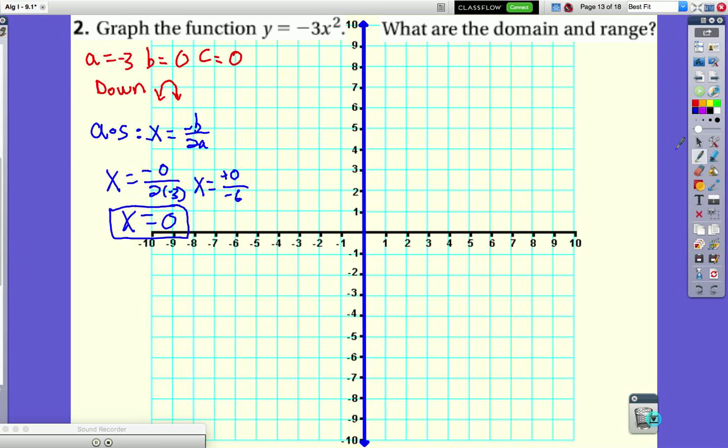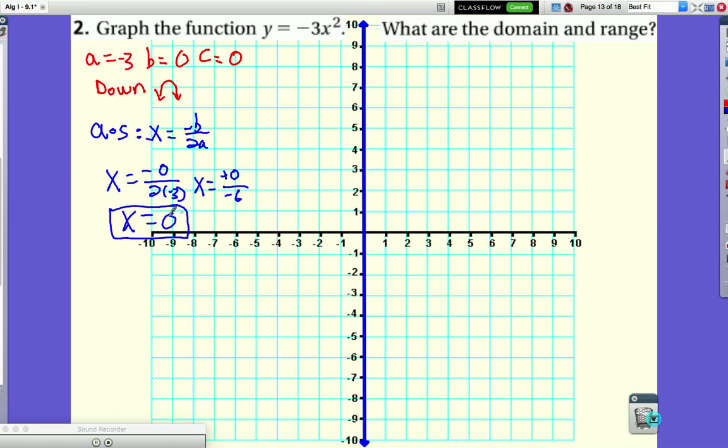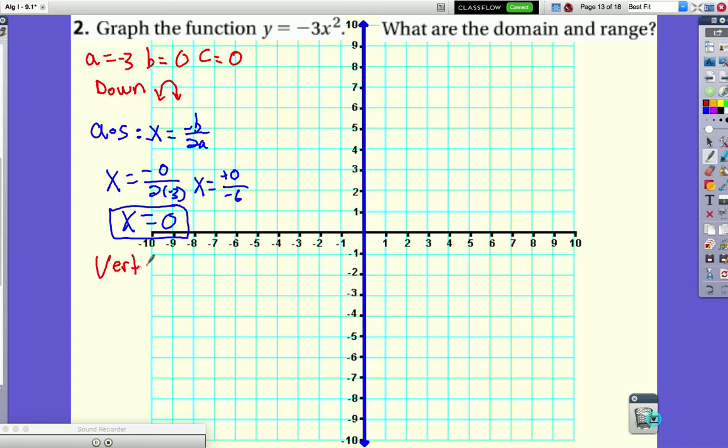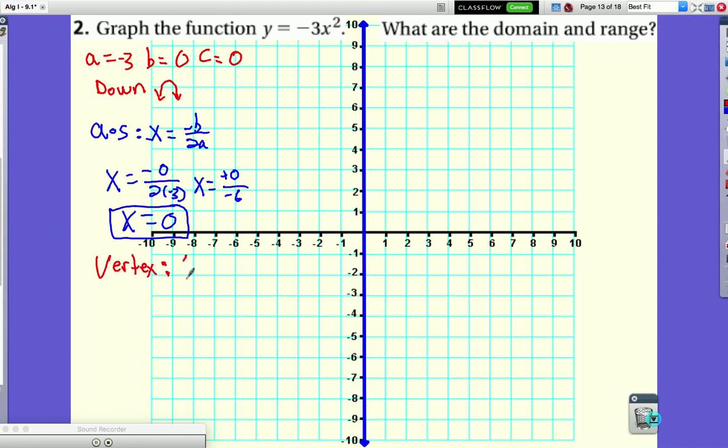Now we're going to find the vertex. We have to take this and plug it into our equation. The vertex is an ordered pair, x comma y. We already have x. So we plug this in: y equals negative 3 times 0 squared. This one's pretty easy. Negative 3 times 0, which is 0. So we have our vertex, 0, 0. This is our vertex.